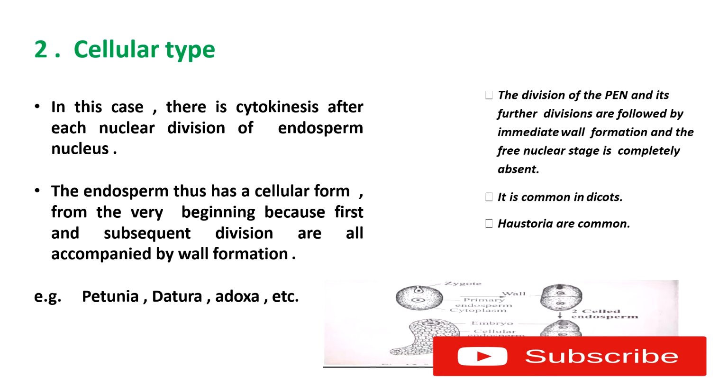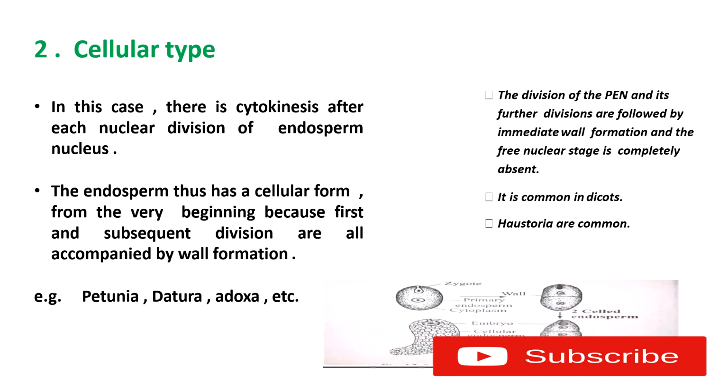You can see some examples: Petunia, Datura, Adoxa. All these are examples for the cellular type. You can see how it is forming. The triploid primary endosperm nucleus, you can see there, and the first division is followed by the cell wall formation, that is the two-celled endosperm, and after that the two cells undergo division and form four cells, which is immediately followed by the cell wall formation.